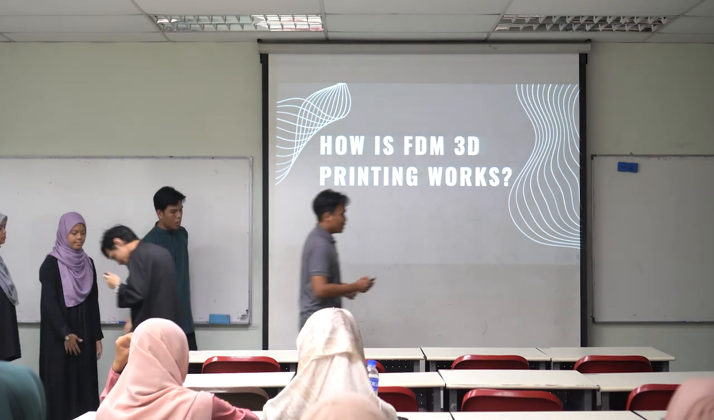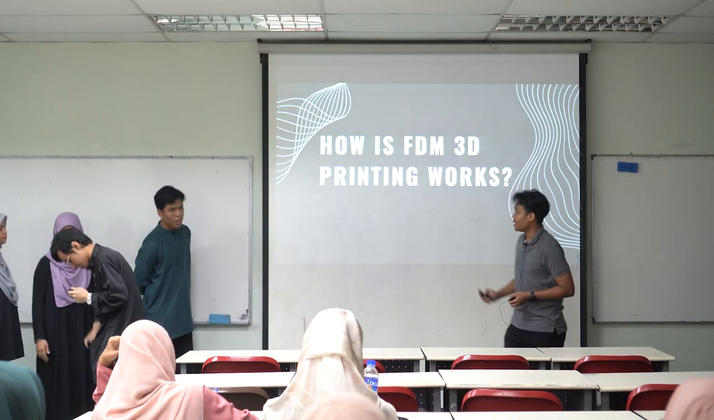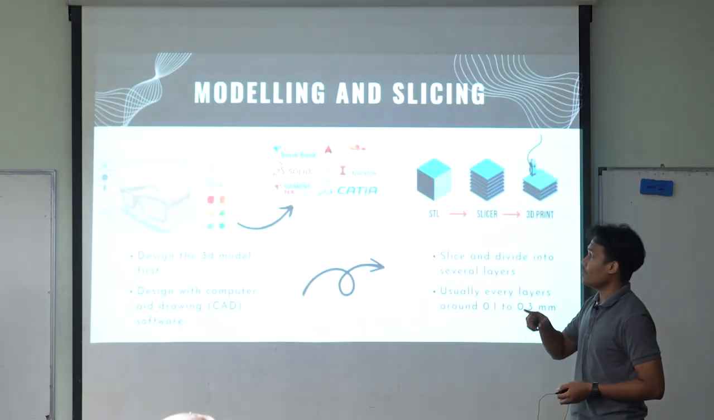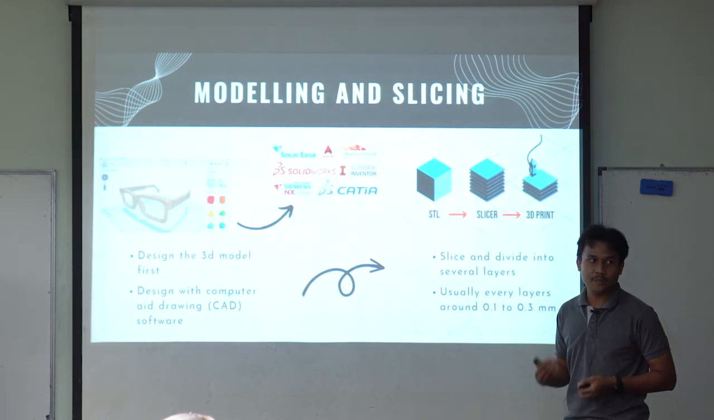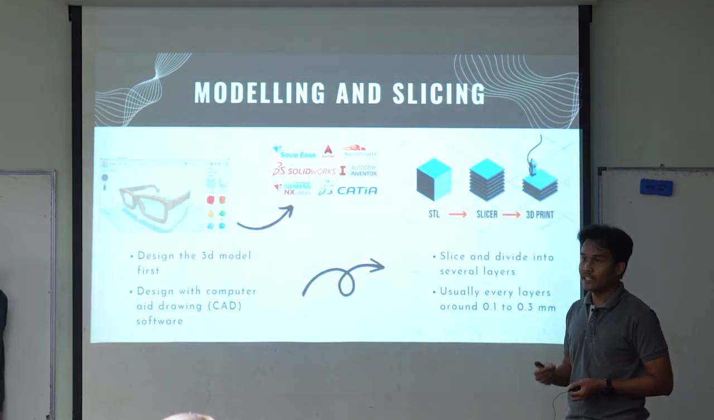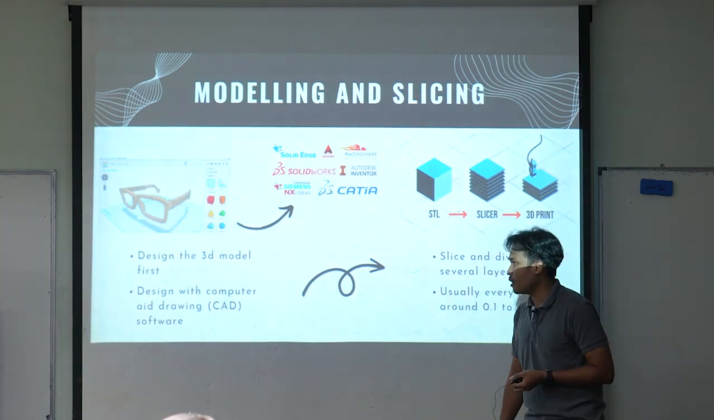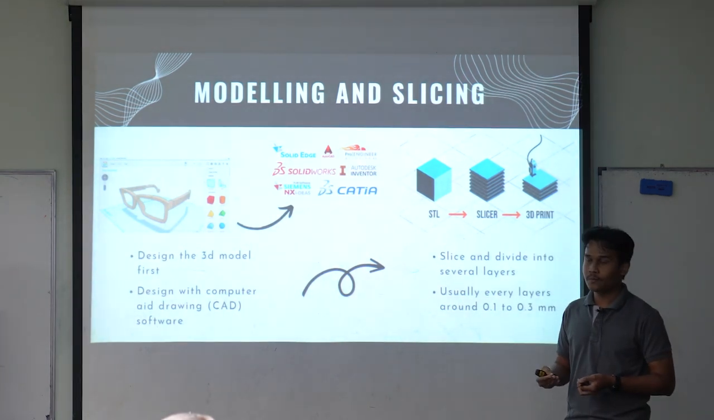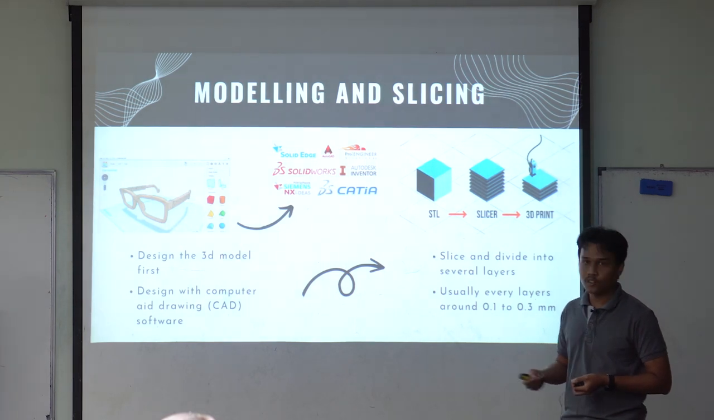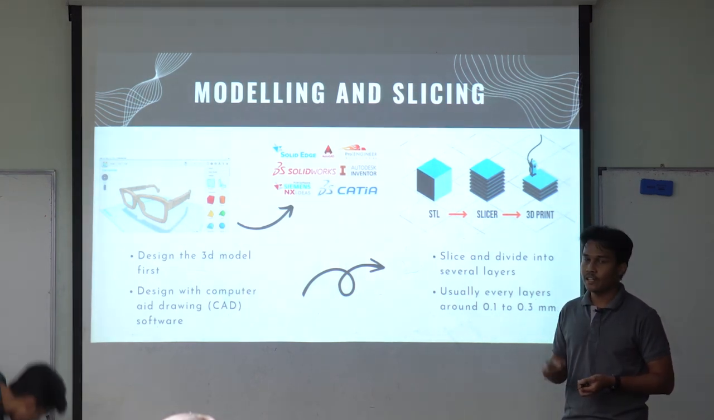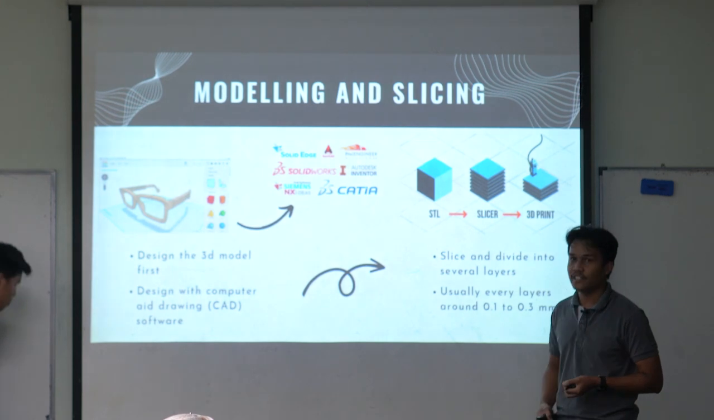I will explain how 3D printing works. First of all, when we want to do 3D printing, we need a model, or we need to design the model. We can design the model for 3D printing by using computer drawing. There are many types of computer drawing software that we have.